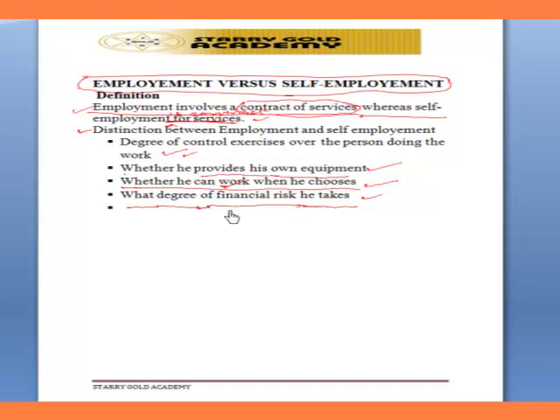In that case, because you want to continue to be in business, you will be expected to bear the financial risk of losing such amount of money from the contract. Okay? So these are the factors that we consider when we want to differentiate between employment and self-employment. Did you get it? And I've also told you the reasons why we have to look at this point. Right?